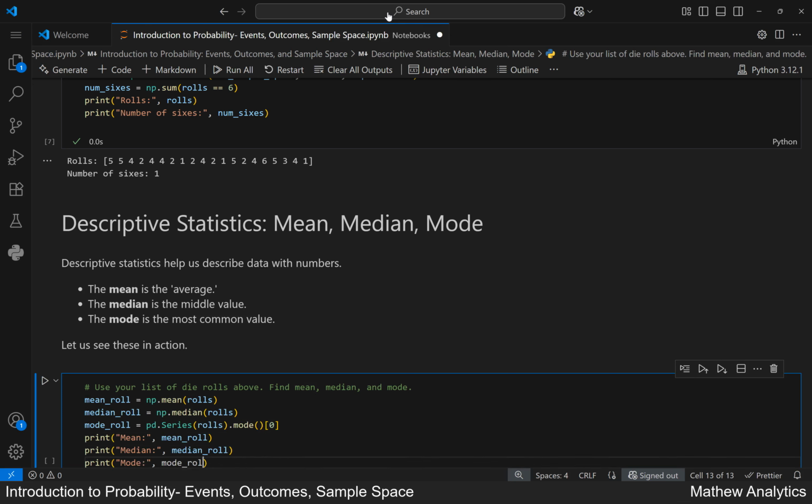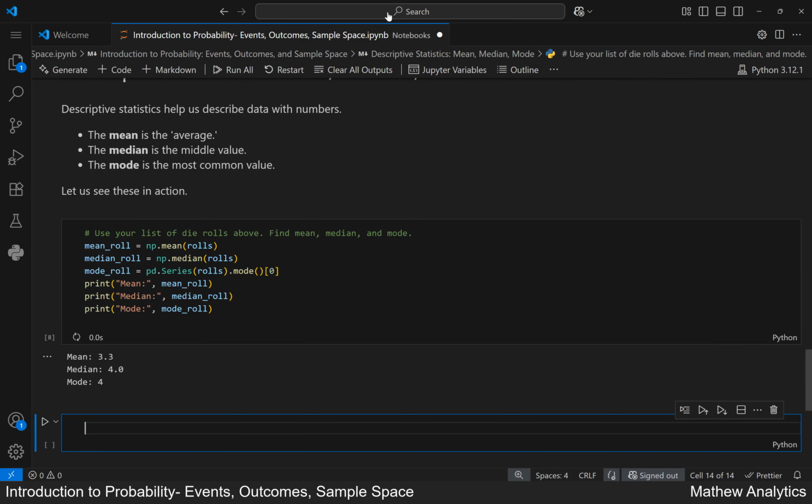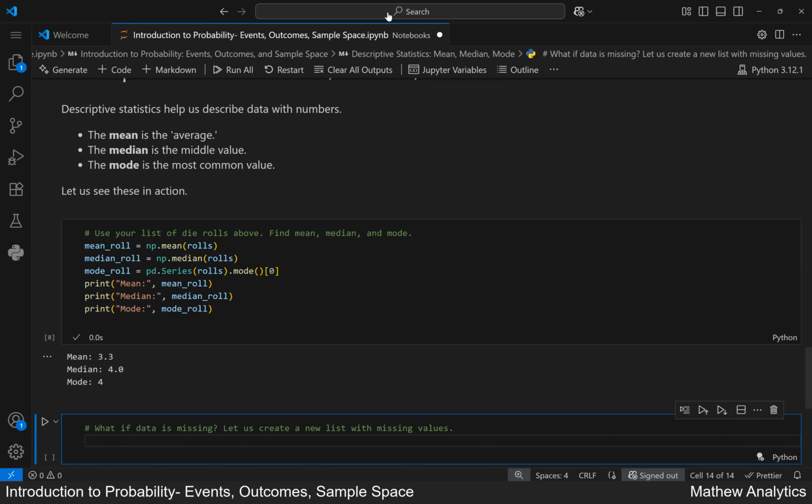Running the cell now. What does your mode tell you about these roles? Did any value come up more than others? Sometimes, data is missing. This happens often in real life. Here, we add missing values to our roles. We print out the list including missing items.